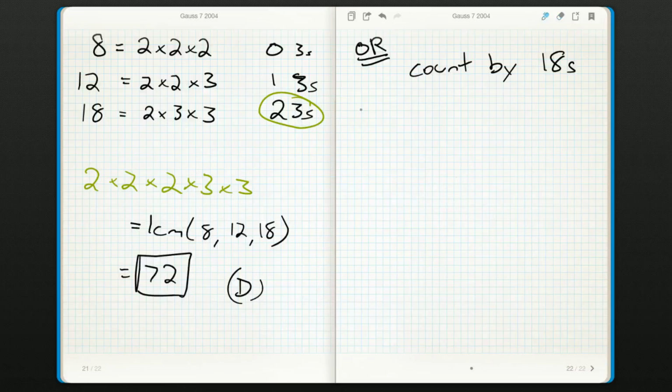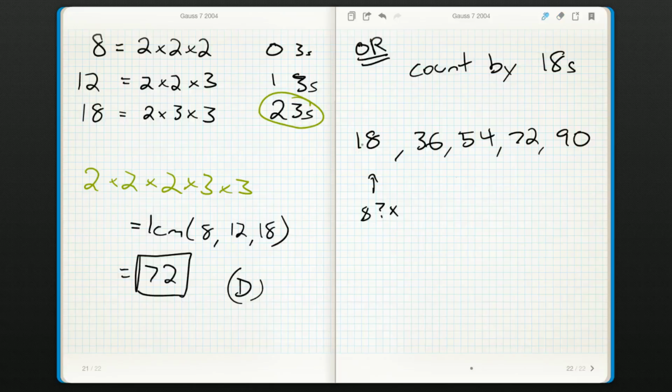But with 18s, we go 18, 36, 54, 72, 90, and that's it. Okay? So we have to ask ourselves, is this a multiple of 8? 18, definitely not a multiple of 8. So this can't be a multiple of 8, 12, and 18. How about 36? It's definitely a multiple of 12, but it fails at the 8. 54, not a multiple of 8 or 12.